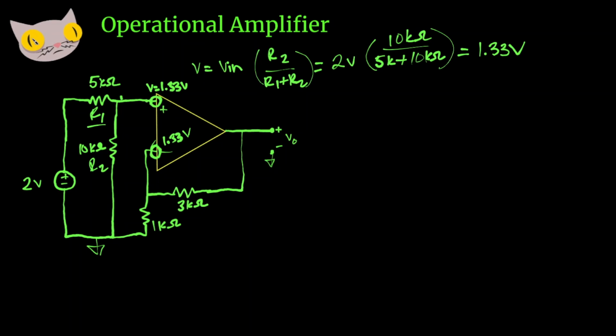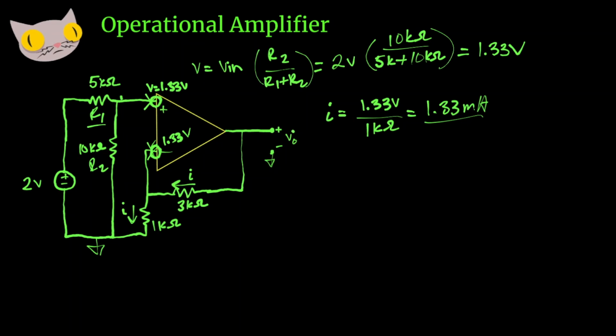Now remember also, there's no current flowing through these. So the current is going to be flowing this way and this way, and the current is going to be the same through both resistors. So I is equal to 1.33 volts over 1k ohm. We're trying to find current through this resistor, and that's going to give us 1.33 milliamps. So we have 1.33 milliamps running through here and through there.